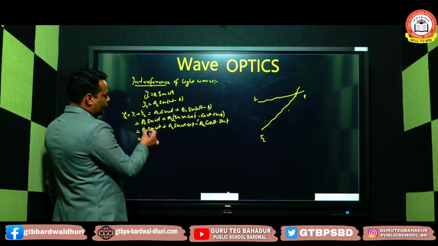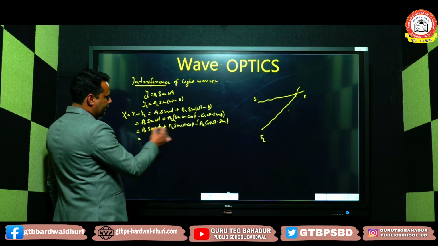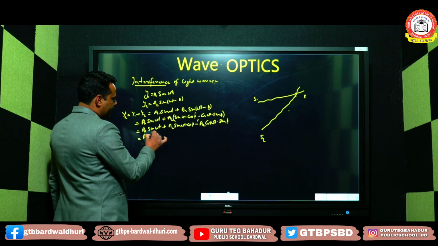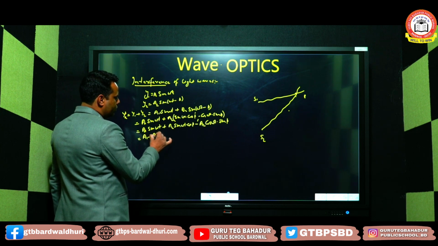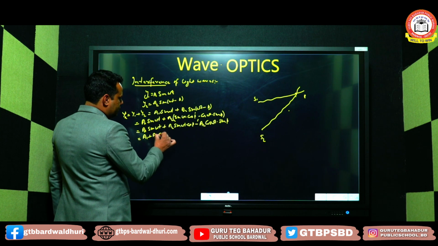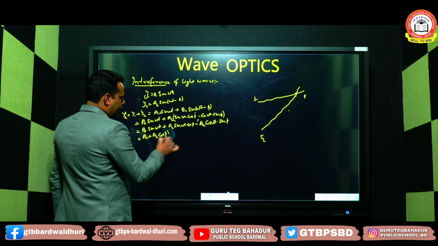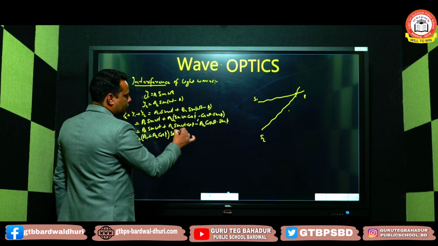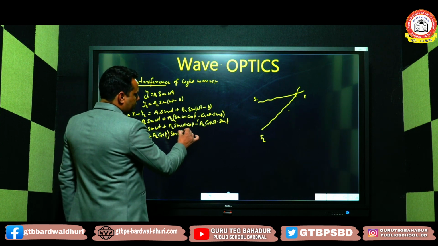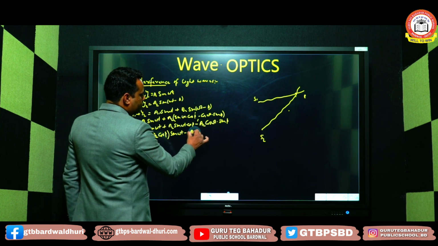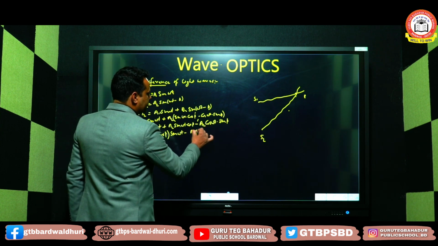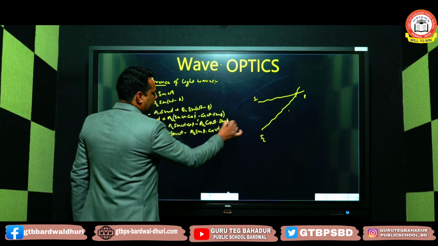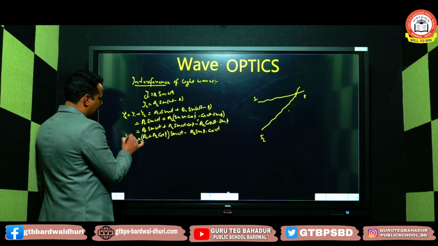For example, from the first term and second term, I can take sine omega t out as a common function. See, this is a1 plus a2 cos phi into sine omega t. Okay, now minus a2 sine phi, that is constant, into cos omega t, and here we are having y.